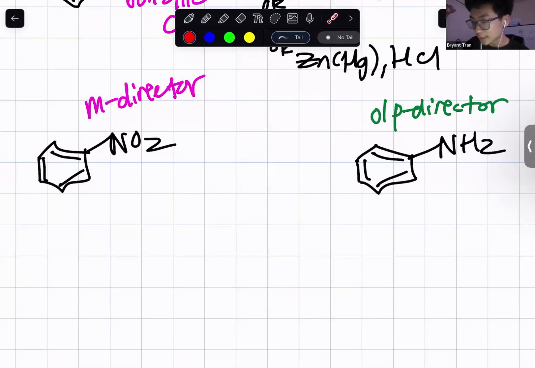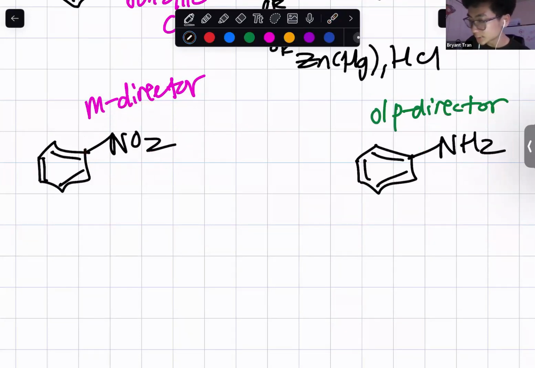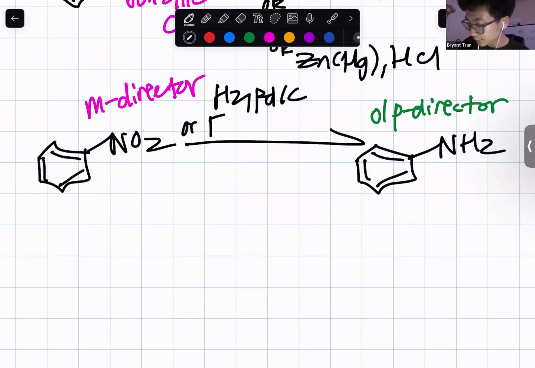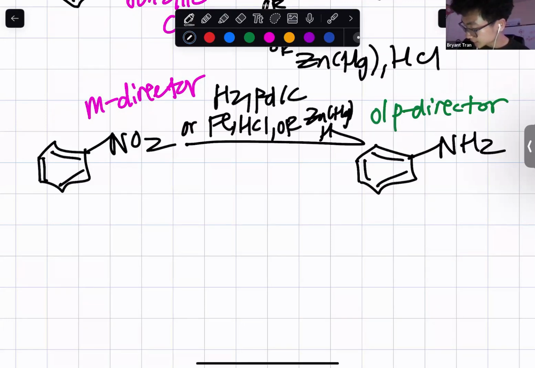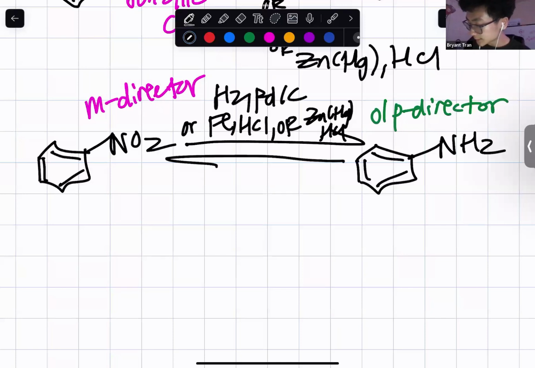And you can say that this NO2 here is the oxidized form because it has more oxygens. And this NH2 here is the reduced form because it has more hydrogens. So if we want to convert an NO2 to NH2, we got to reduce it using the reducing agents H2/Pd-C or Fe/HCl or Zn(Hg)/HCl.